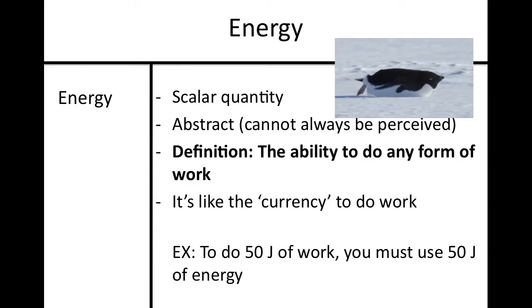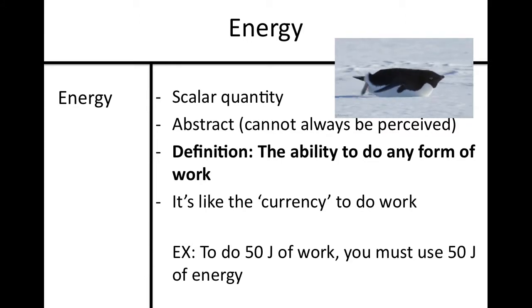Energy is a scalar quantity, and it is abstract. You can't always perceive it. The definition for energy is that it is the ability to do any form of work. It's a little confusing when you think of it like this, but look at the next sentence. It's like the currency to do work. For example, money. Money is the currency to shop. So if you want to do work, you have to have a certain amount of energy.